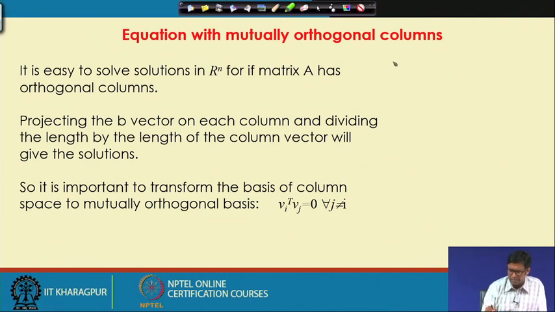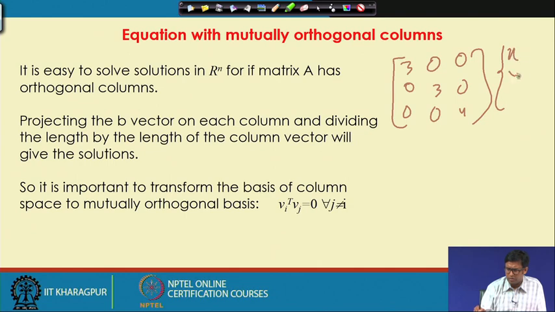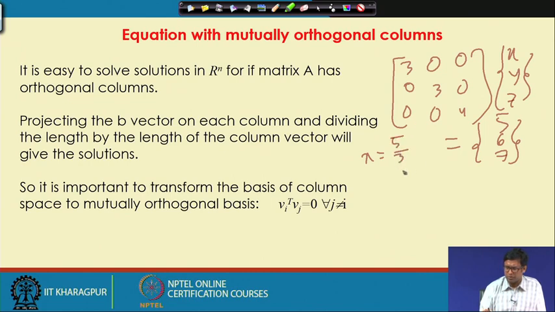some matrix like that, say 3 0 0, 0 3 0, 0 0 4, times x y z is equal to 5 6 7. So, I can say that x is equal to, if I project this onto 3 0 0, this will be 5 0 0. So, x is equal to 5 by 3, y is equal to 6 by 3, z is equal to 7 by 4, something like that we can find.